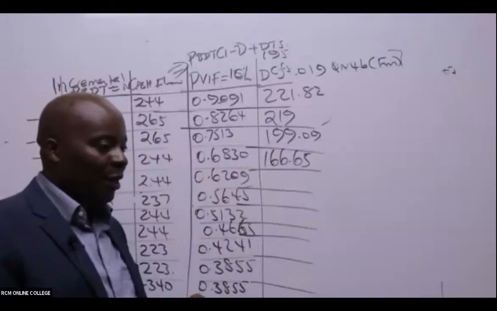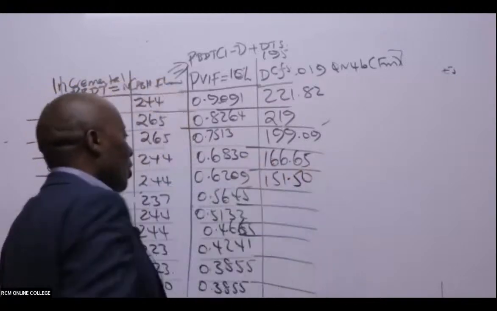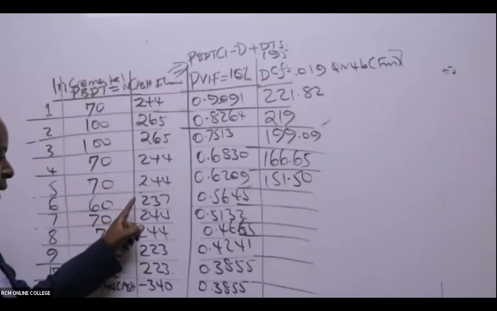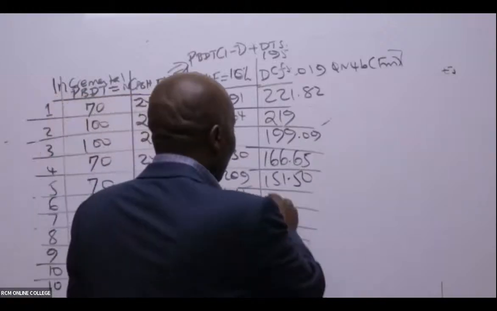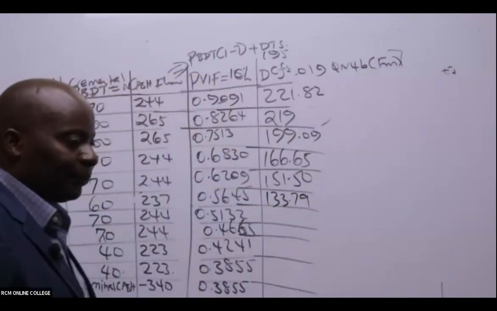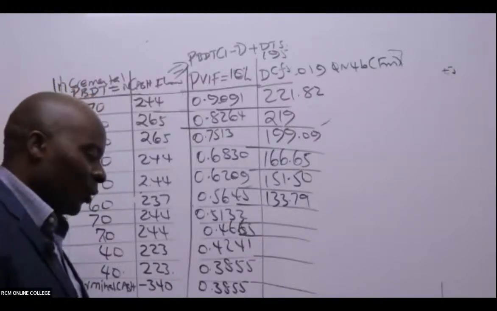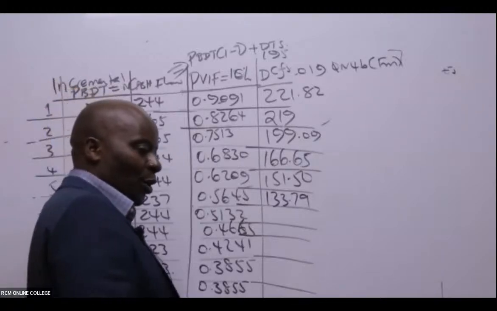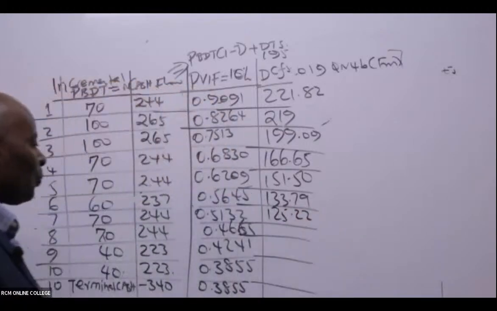Most ninjas are not giving me numbers. 151.50. Then you go to year number 6. Year number 6, 133.79. Then we take 244 times this. Let me go slow here. 125.22. This is the correct answer. We are almost there.